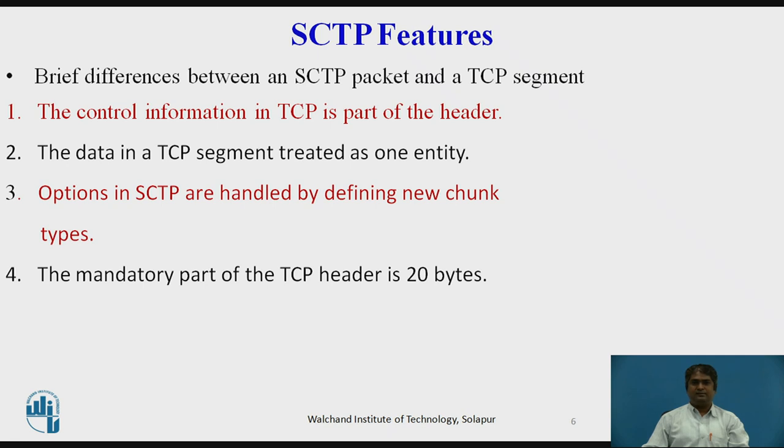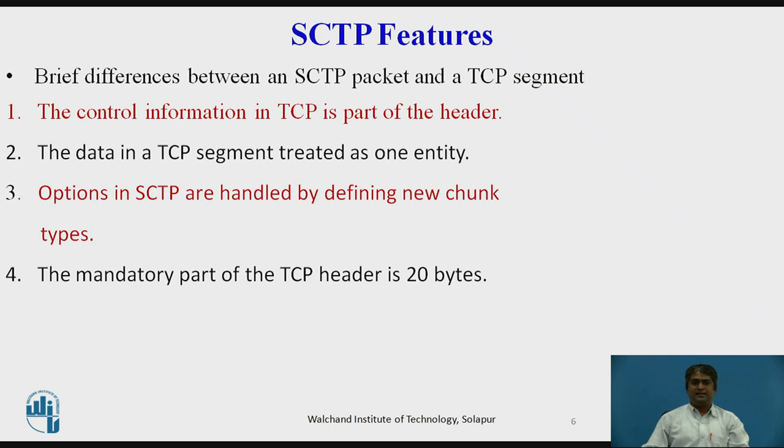The second difference is that the data in a TCP segment is treated as one entity. An SCTP packet can carry several data chunks, each of which can belong to a different stream. The third is the options section, which can be part of a TCP segment, but does not exist in an SCTP packet. Options in SCTP are handled by defining new chunk types.